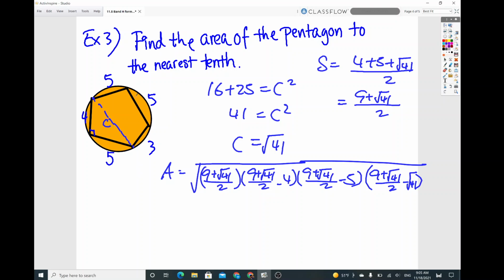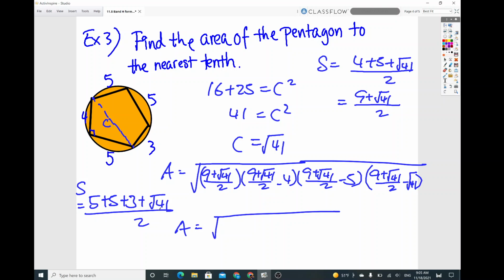And then the other one is the area of the inscribed quadrilateral. Again, that one uses Brahmagupta's formula. So c is root 41. Find the semi-perimeter: 5 plus 5 plus 3, and then plus root 41, divided by 2. So that's another semi-perimeter. Then using Brahmagupta's formula, the area is S minus a, so this whole number minus 3, and then S minus 5, S minus 5 again, and then S minus c, which is root 41.